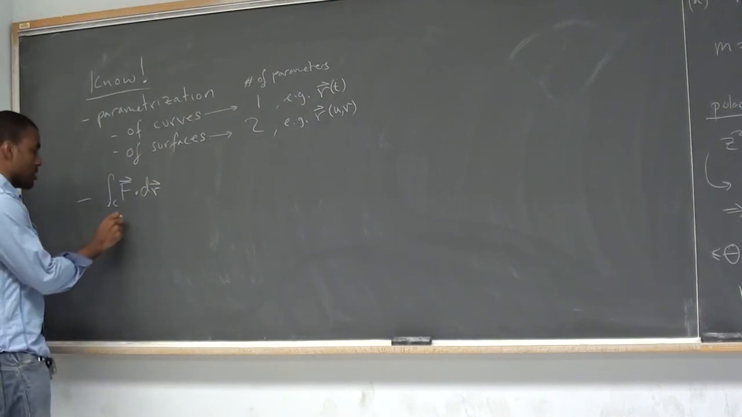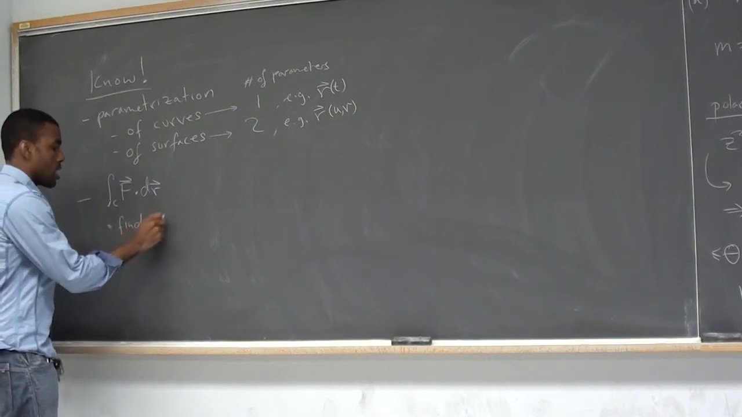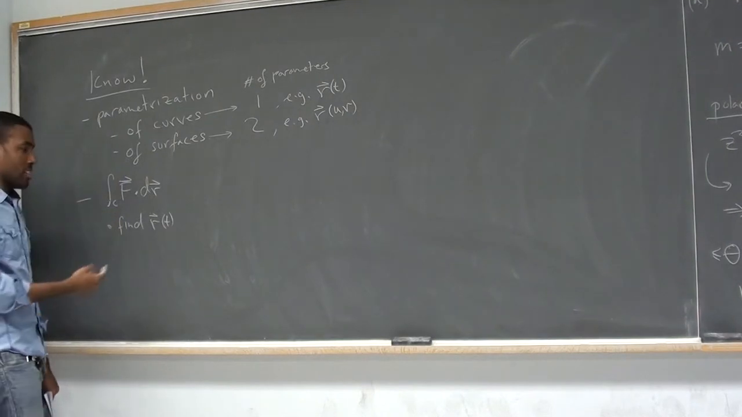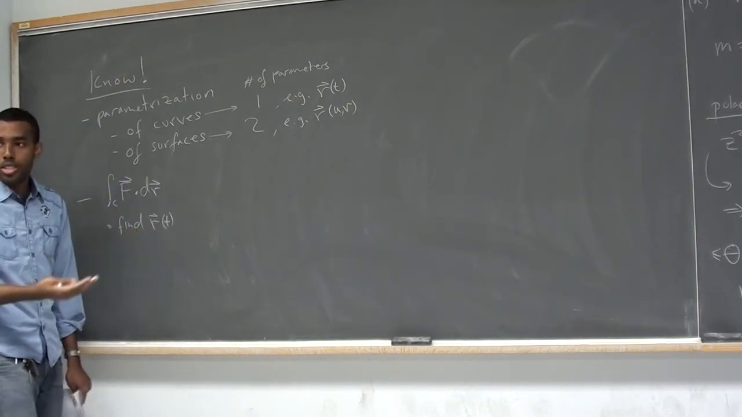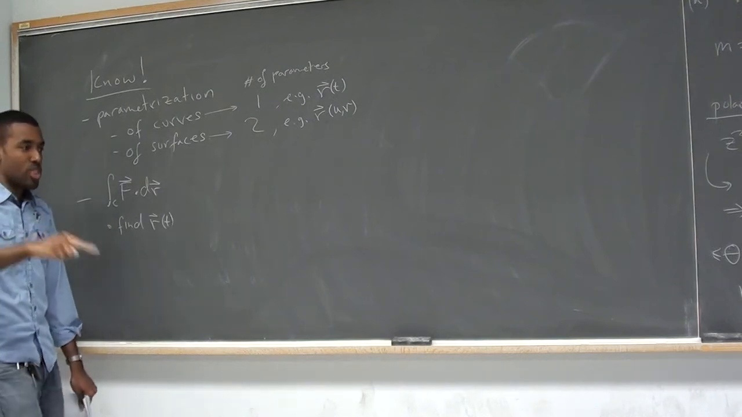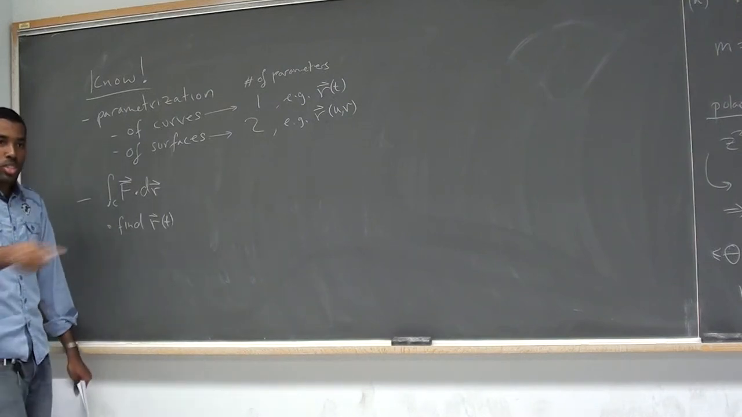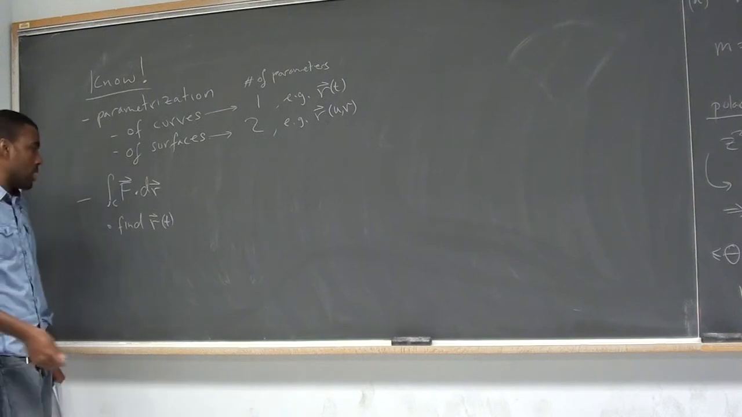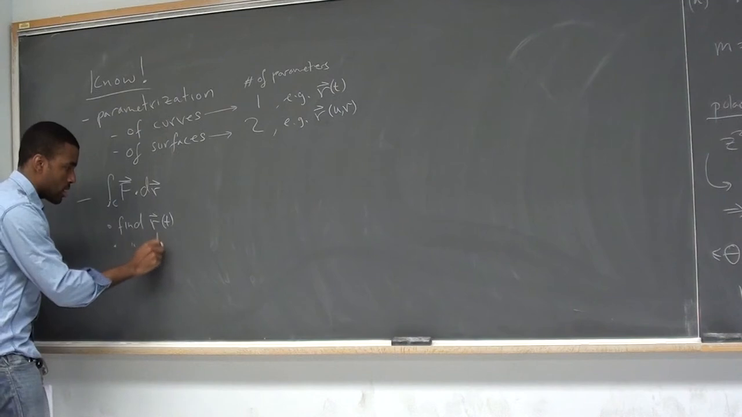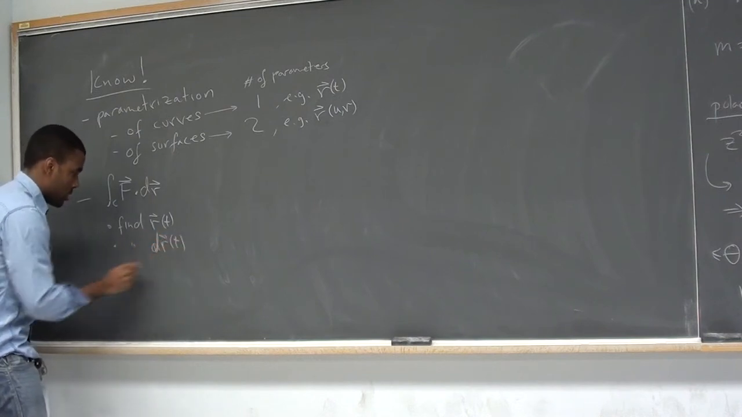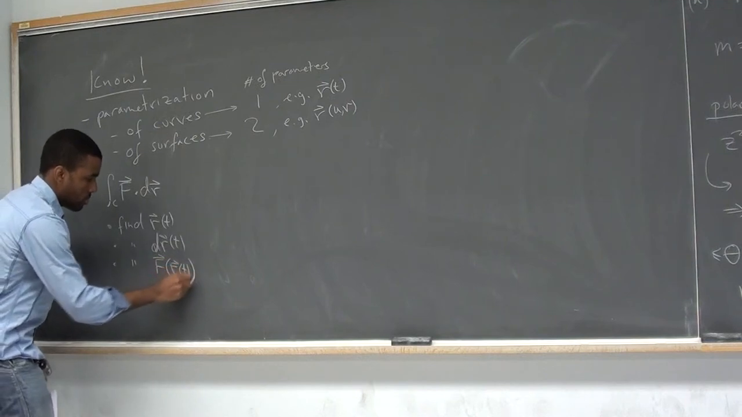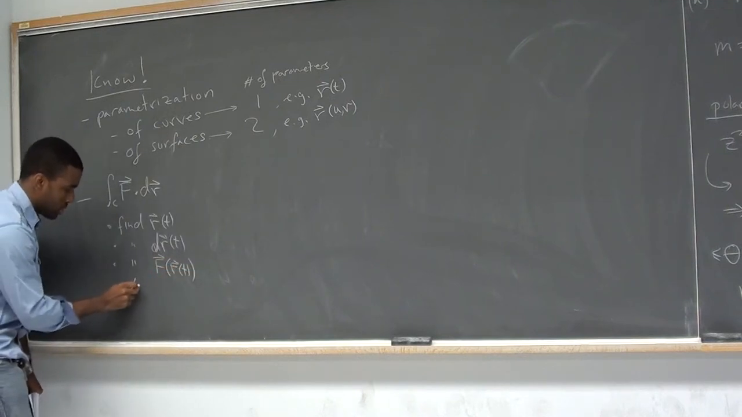So first, you find r. And of course, in order to find r, you have to know how to parameterize. A lot of times, they're not going to give r to you. They're just going to describe a curve, and you have to know how to set up r. If they describe a circle, you should know how to parameterize a circle. If they describe a straight line, you should know how to parameterize a straight line, etc. So the first thing you do is find r, then you find dr, which is just the derivative. Then you find F of r of t. Then you take the dot product.